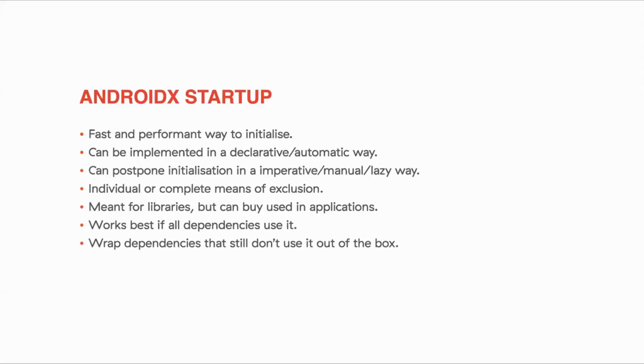So what is the key takeaway from all of this? Well, they are really fast and really performant to initialize any kind of dependencies that you have. You can use the declarative or the imperative way. It's all up to you. You can use the imperative way to postpone some kind of costly initialization that you know is going to postpone the launch process, and you don't need it at the beginning. You can do it later. So it's up to your discretion and responsibility. You can use individual or complete exclusion. You can control it completely.